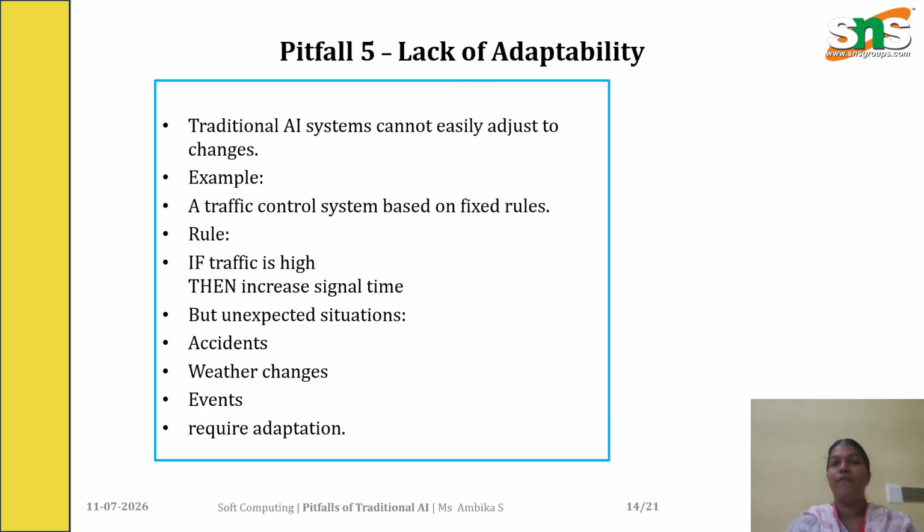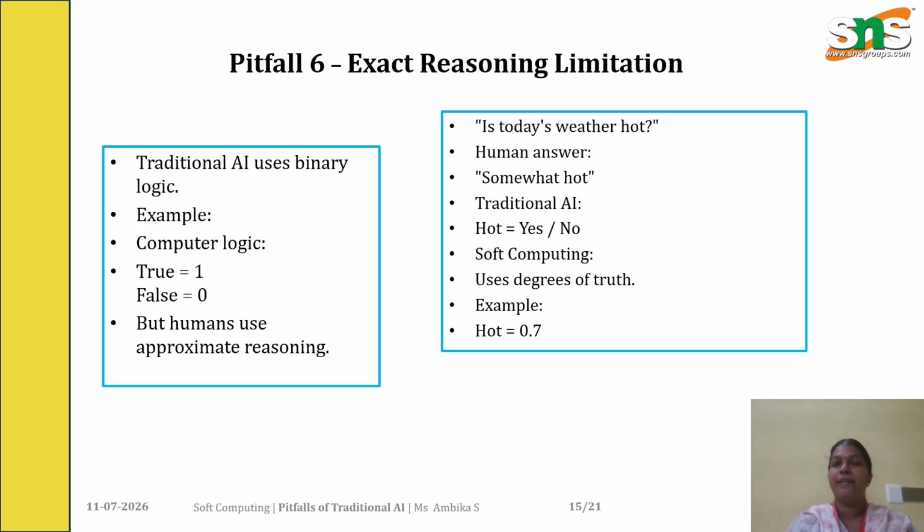Next pitfall is lack of adaptability. Traditional AI systems cannot easily adjust to changes. A traffic control system is mainly based on fixed rules. For example, if traffic is high, then increase the signal time. But if any unexpected situation happens, like accidents, weather changes and events, it requires adaptation, but the system cannot handle this situation.